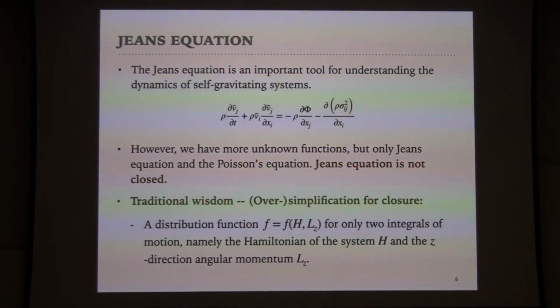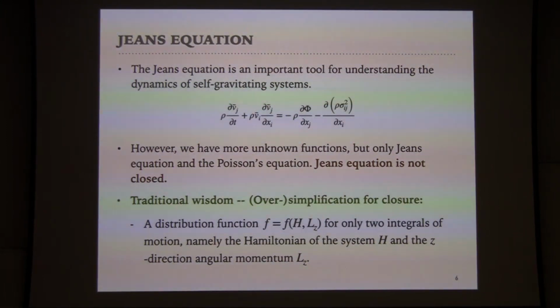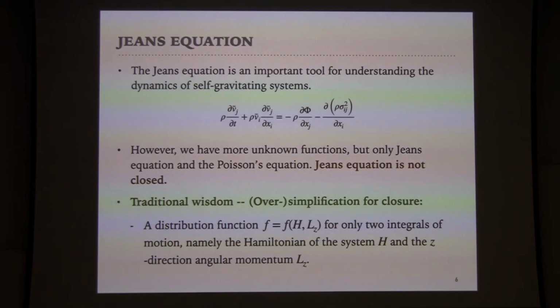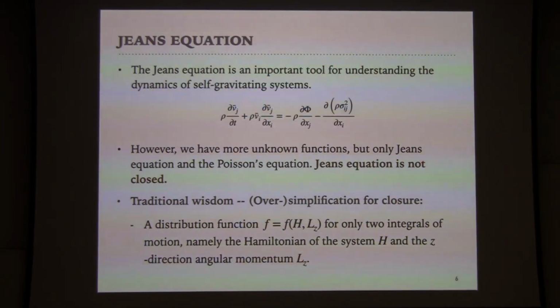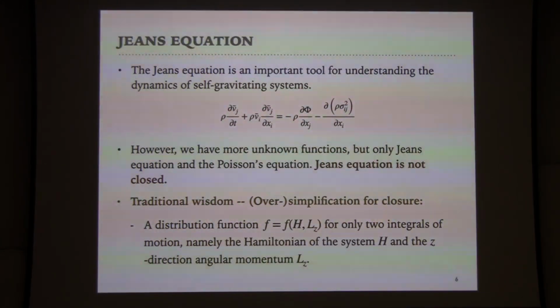As we dive deeper into galaxy dynamics, we have the Jeans equations. These equations describe the motion of stars within the galaxy, taking into account their velocity dispersions and the gravitational potential. However, here is the challenge. The Jeans equations alongside the Poisson equation give us more unknown functions than available equations, rendering the system not closed. A traditional approach to this issue makes some simplifications for closure.